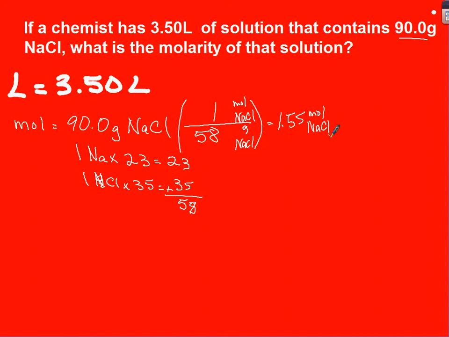Now, molarity, that's the big M, equals what? All right, we're going to shorten it up. Moles over liters. That's what molarity is equal to. Do I have moles? Do I got liters? Yes. 1.55 moles divided by 3.50 liters. 1.55 divided by 3.50.